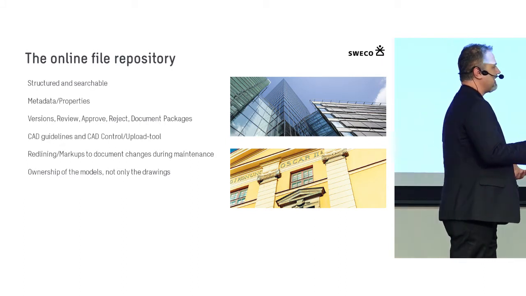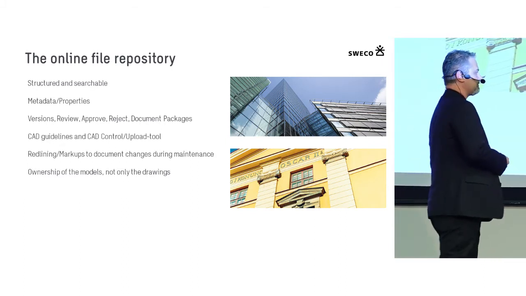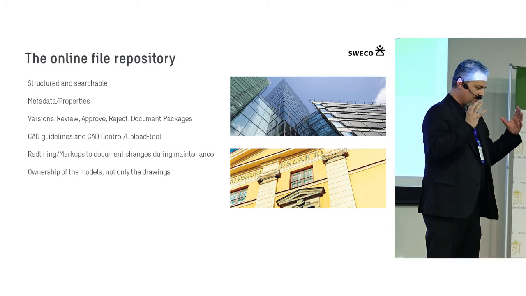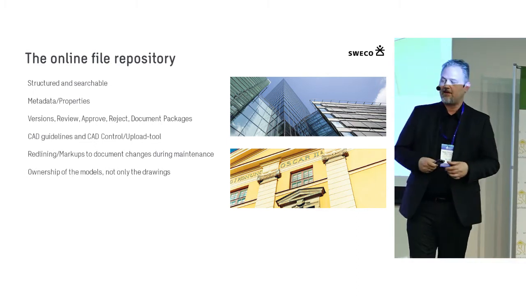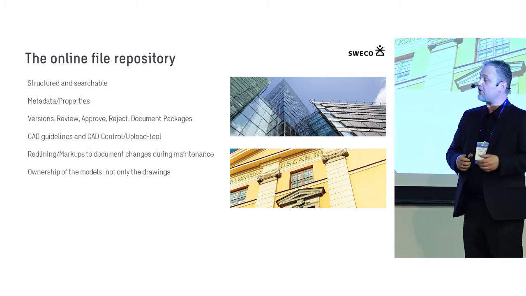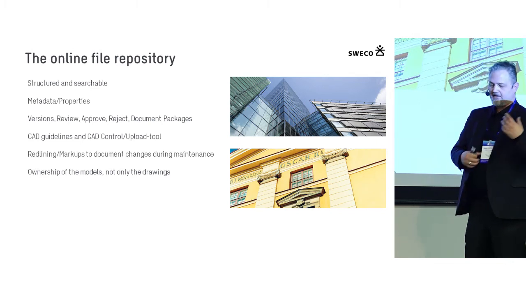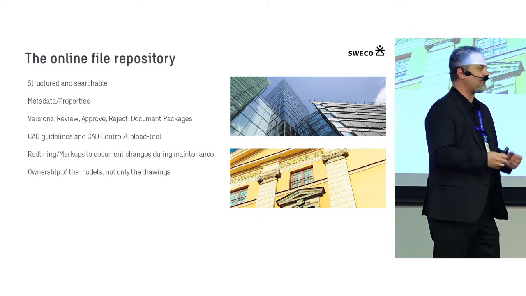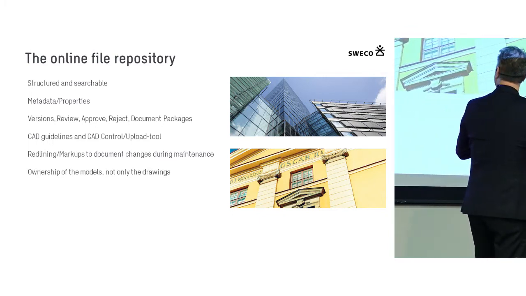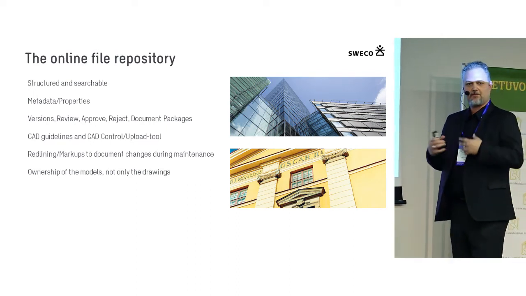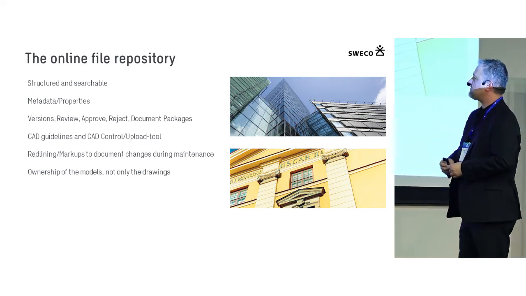The online repository was divided into 2 parts, where one part managed the projects and one the building archives. And it had the usual stuff, and it still has, by the way, they still use it, for versioning, for review, approval, rejections. You could package documents for various stages in the projects.